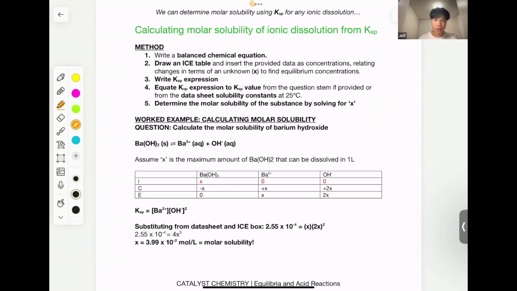Steps to finding molar solubility from KSP. Very, very standard, repeatable question. You would basically write your equation. So the question would be: calculate the molar solubility of barium hydroxide. You write your equation for the dissociation. There's a small mistake here. It should be 2OH. Apologies.